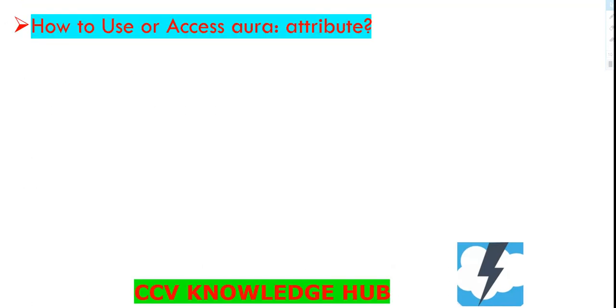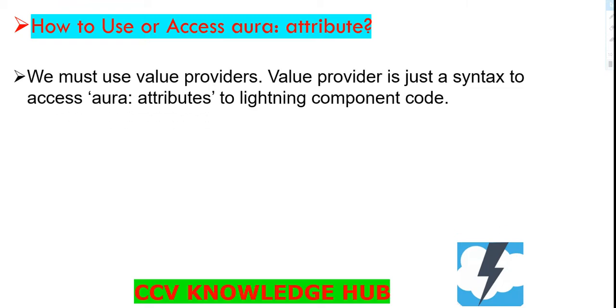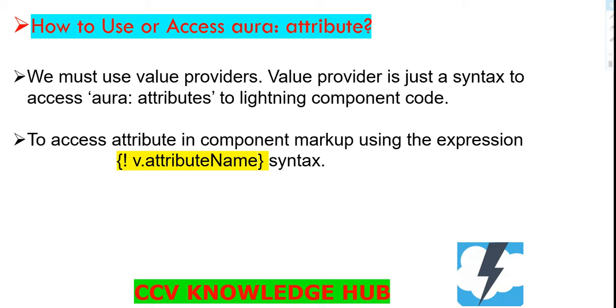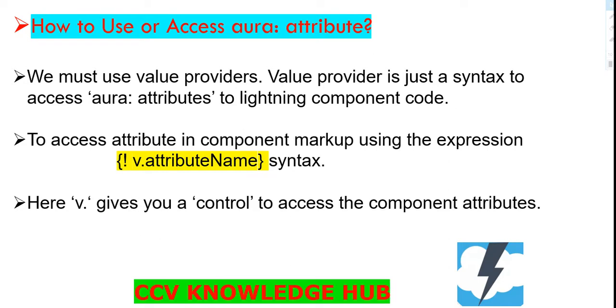Now we'll see how to access aura attributes. We must use value providers. A value provider is just syntax to access aura attributes in Lightning component code. This is the syntax: v dot attribute name. So v gives control to access the component attributes.